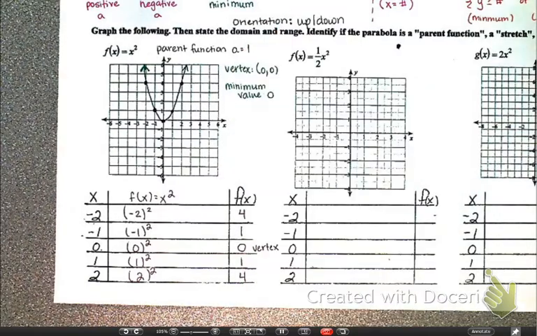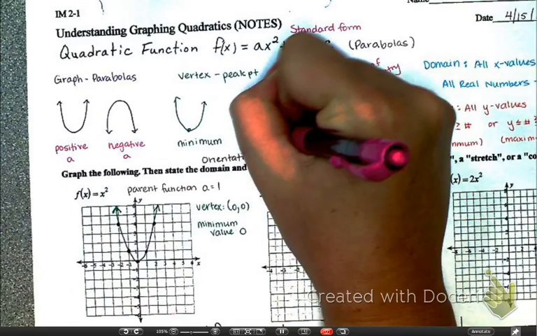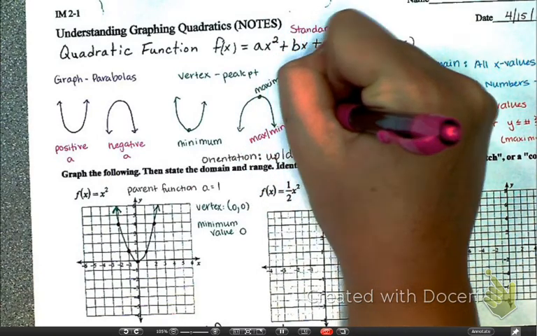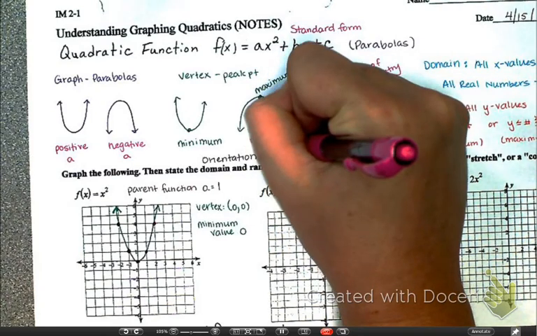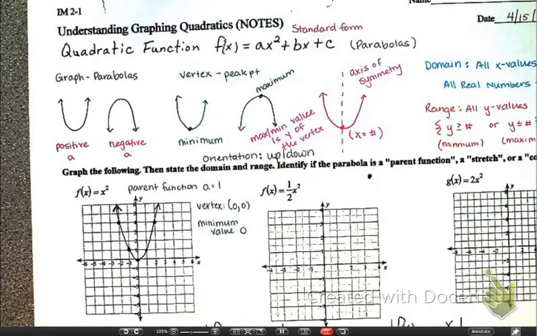So in this case, my y value is 0. So maybe we can make a note here up top. Max/min value is the y of the vertex. That might be helpful. The max and min value is the y of the vertex.